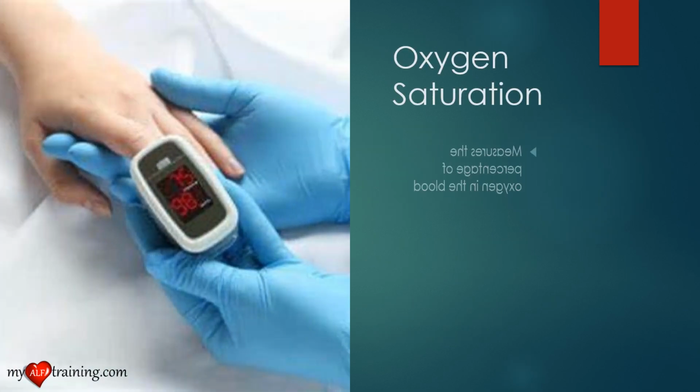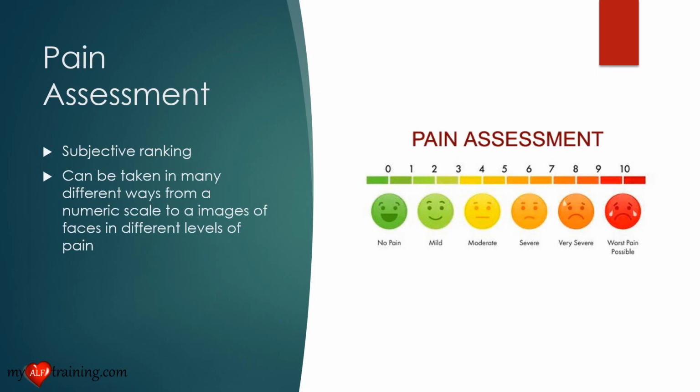Oxygen saturation is simply the measure of percentage of oxygen that is in the blood. Pain assessment is considered the only subjective vital sign. There are various ways to assess pain, one of which is to use a numeric scale from 0 to 10.